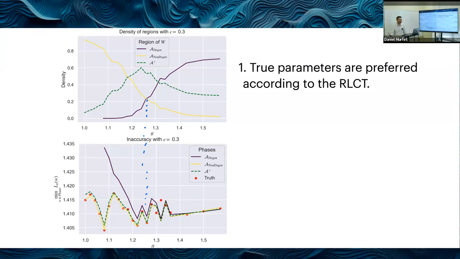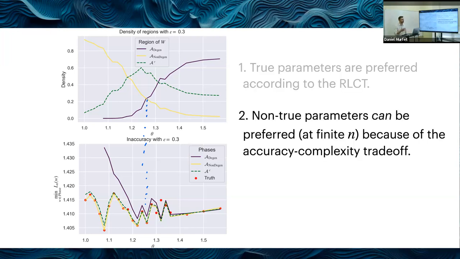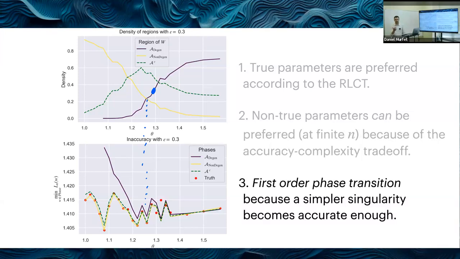So nonetheless, true parameters are preferred according to the RLCT, and non-true parameters can be preferred at finite n, which obviously we're always in finite n, because of the accuracy complexity trade-off. And so here, the degenerate node becomes preferred even though it is not yet a true parameter, even though it is not yet optimally accurate. And so we see a first order phase transition because the simpler singularity, that should be around the other way. The simpler model becomes accurate enough. The simpler phase becomes accurate enough.